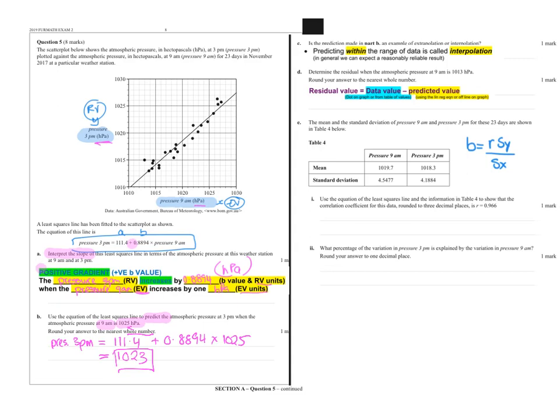So it says predict, and maybe I should write the units. I'll just put the units there. Okay, so they're asking me now in part B, which we just did, is the example extrapolation or interpolation. So let's have a look. They asked me to predict at 9 a.m. at 1025. So that's here. If you look, that's within my dots. The dots are starting from here and going up to about there.